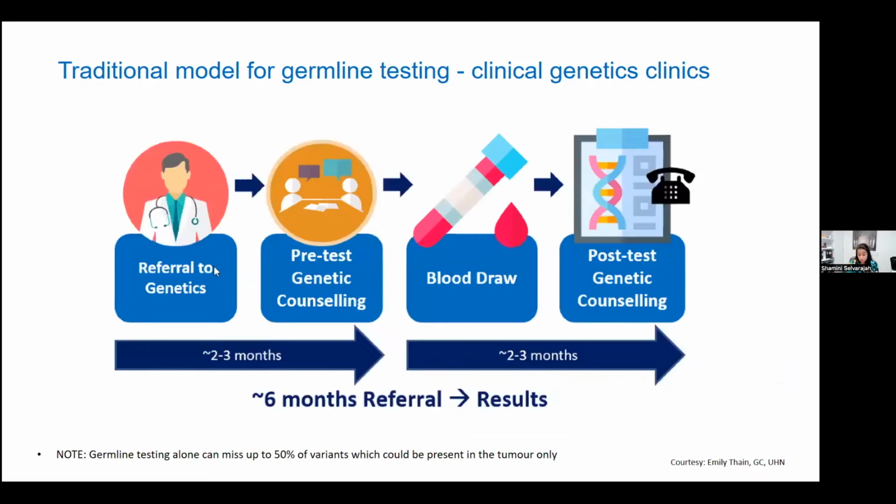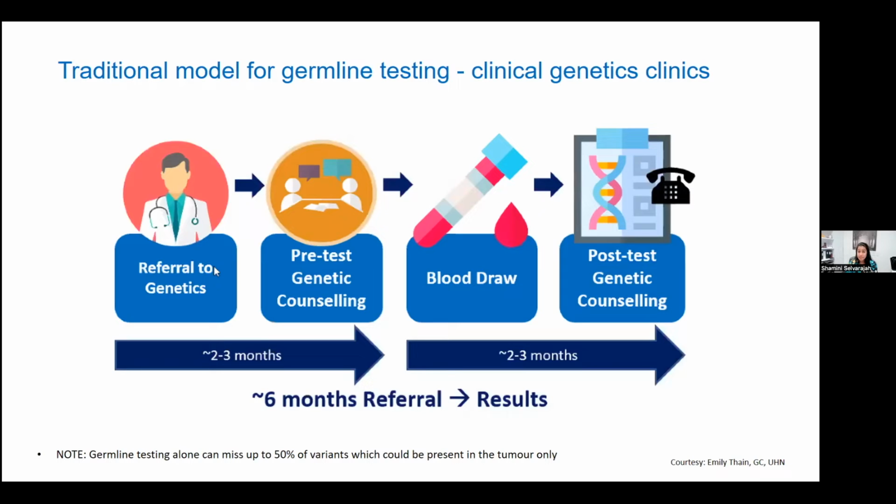So when we talk about germline testing, traditionally the model was that the patient gets referred to a familial cancer clinic or genetics clinic. The genetic counselor or the clinical geneticist will perform a pre-test counseling to explain what the test is about, to get the consent, and take the family history and detailed medical history. Then they'll order the test. Then the patient goes to get the blood drawn, the test is performed, and then the results are sent back to the cancer genetics clinic, and the patient receives post-test counseling.